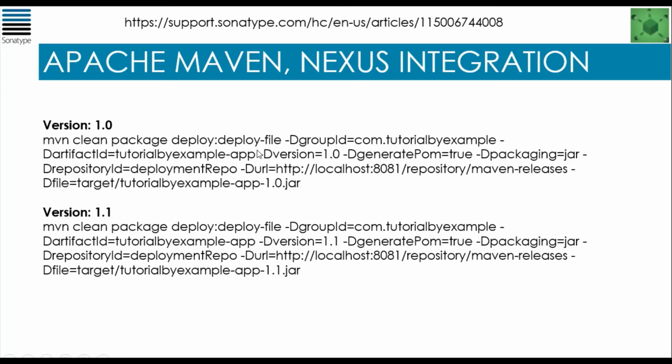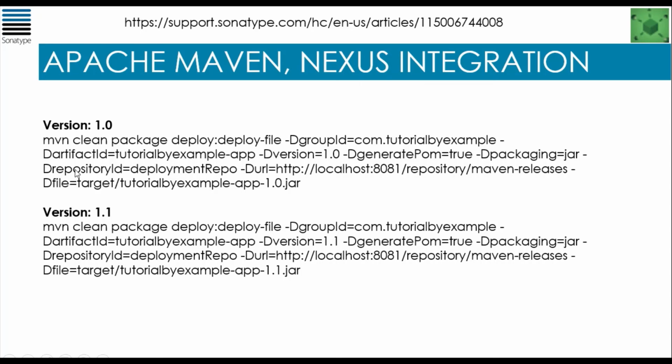It's like in plugins, we can configure deploy:deploy-file, and these are the parameters. Group ID: if you remember, while talking about Maven, we said this is com.tutorialbyexample, and artifact ID again tutorialbyexample-app, and version we are going to use is 1.0, and generatePom true, so it will generate the pom by default, and packaging I'm going to do as a jar. We can choose whatever you want.